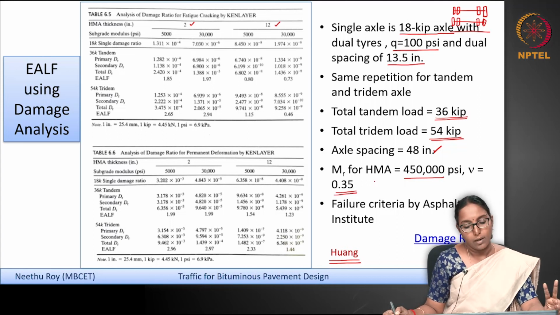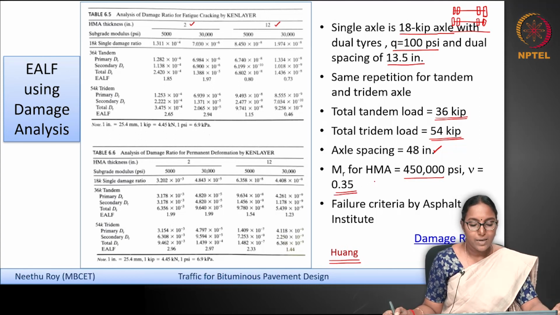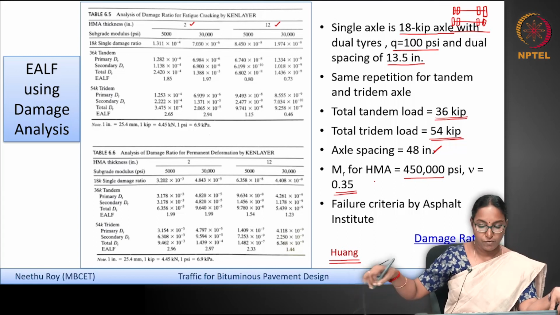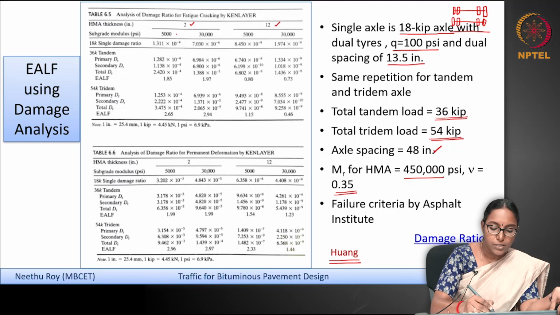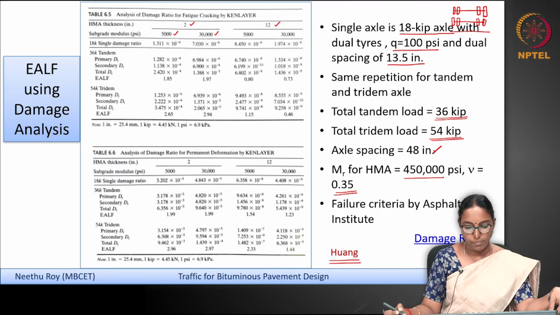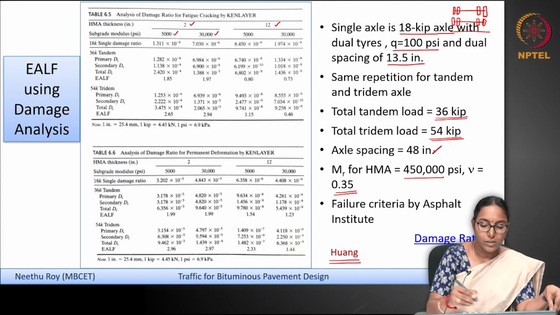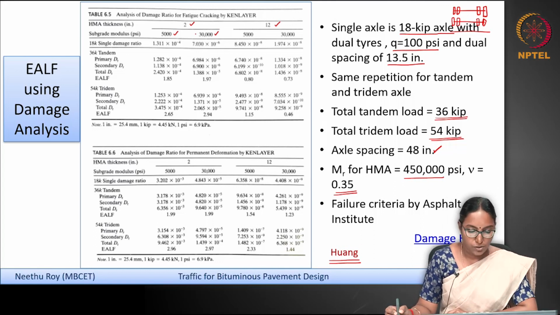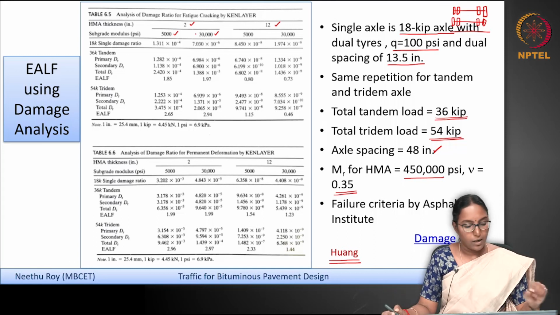Now, there are two structures considered. One has a lower subgrade modulus, that is a weak subgrade or weak foundation, with a subgrade modulus of 5000 psi, and the second one has a strong subgrade with a subgrade modulus of 30,000 psi. So essentially you are considering two pavement systems, with 2-inch and 12-inch thickness, on a weak subgrade and on a strong subgrade. So this is the failure analysis.